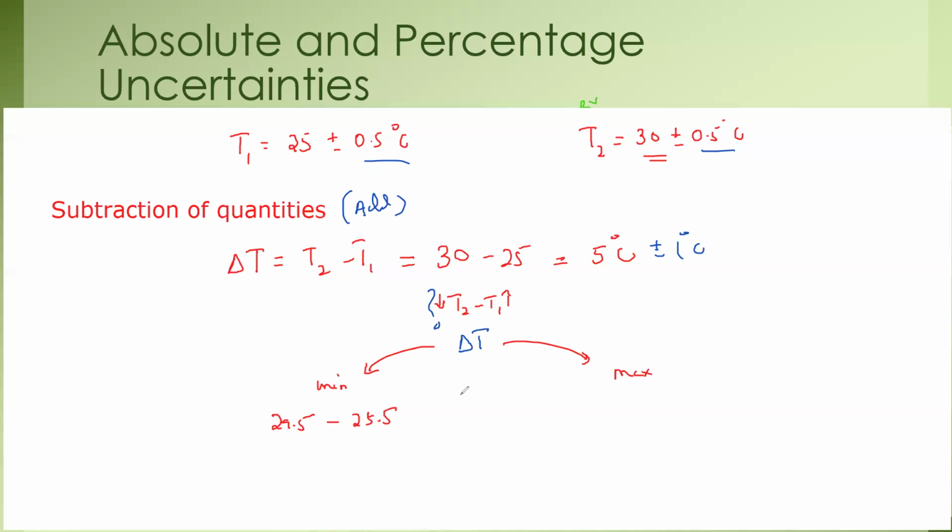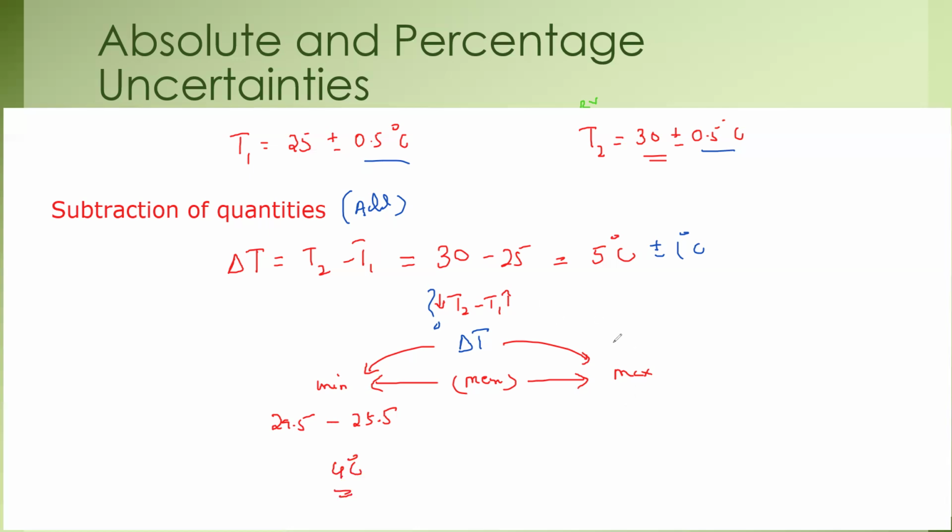Why are we finding the minimum and the maximum value? Because the uncertainty is the deviation from the mean value. When we work out the deviation from the mean value, we get the uncertainty. So when we subtract 29.5 minus 25.5, what do we get? We get 4 degrees.